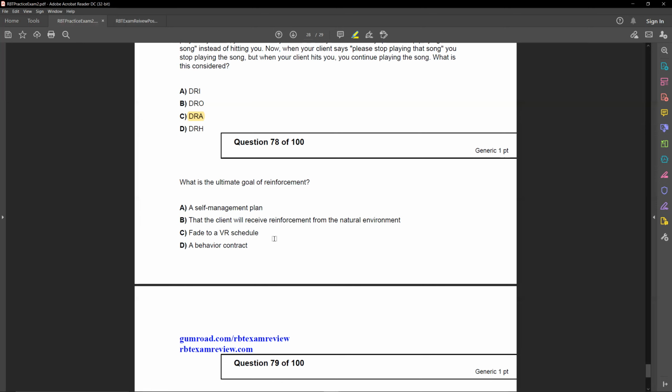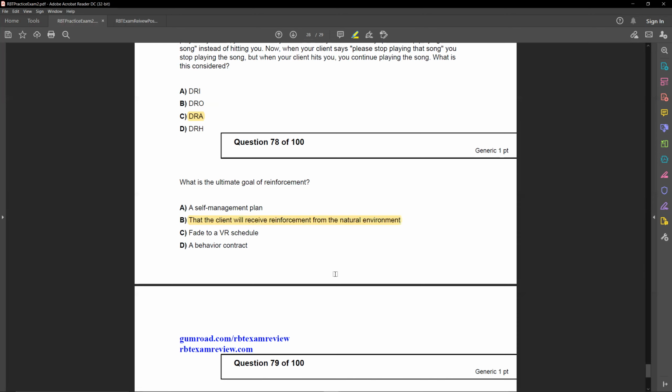And then fading to a VR schedule. Yeah, fading the reinforcement is a goal of reinforcement, right? Because we can't stay continuous forever, okay? But VR might not be the best schedule for our client. We might use a VI or FI or another schedule, right? So it's not necessarily the goal. That leaves us with B. The client will receive reinforcement from the natural environment, okay?